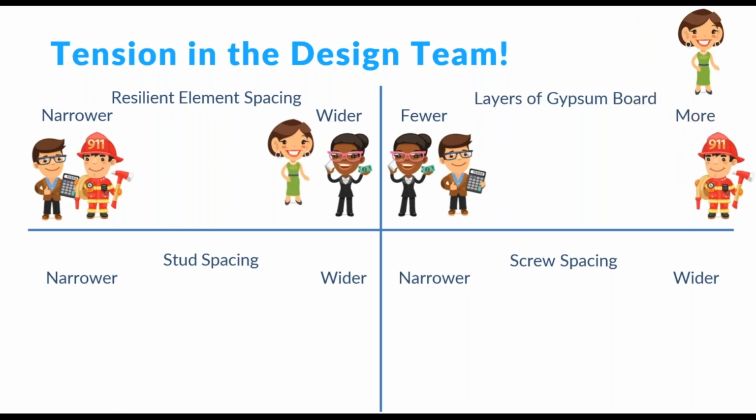Fire protection engineer wants more gypsum board. It's the fire protective membrane, so we want more of it, right? And in walls, one of the common ways you'll increase the fire rating is just add more gypsum board to it, right?